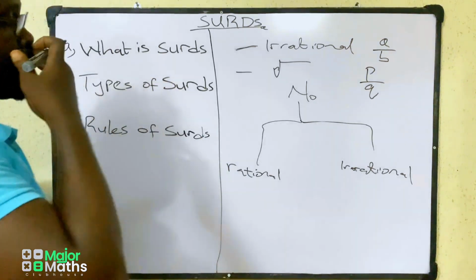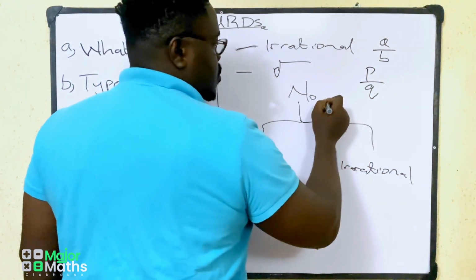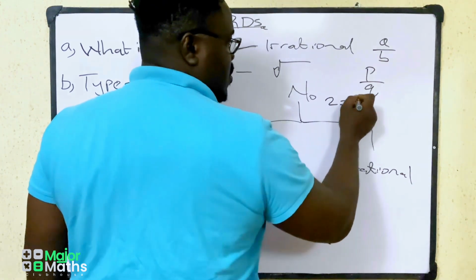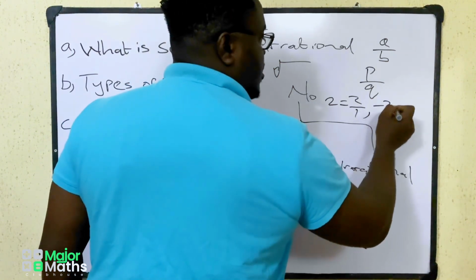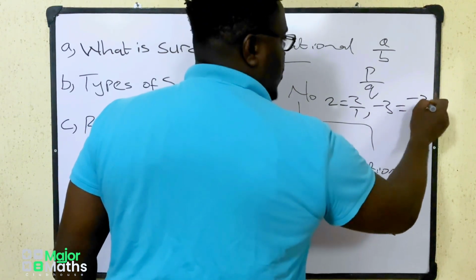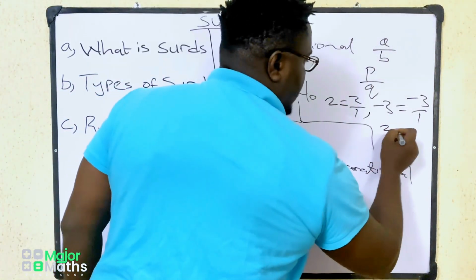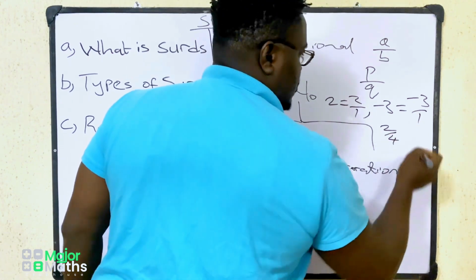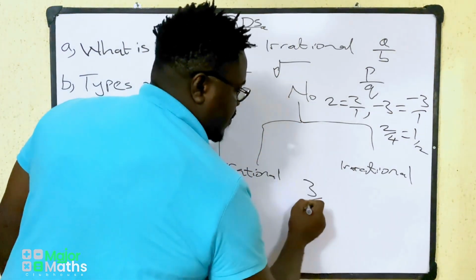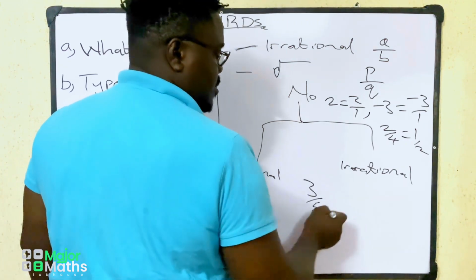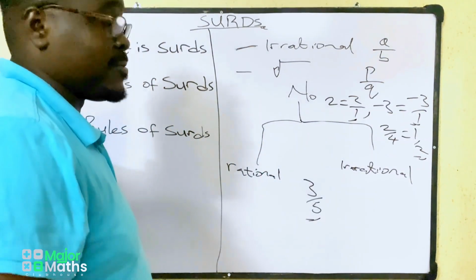Examples of rational numbers are numbers like 2, because it can be expressed as 2 over 1, or numbers like minus 3, because it can be expressed as minus 3 over 1, or even numbers like 2 over 4, which is 1 over 2, or 3 over 5. All these are rational numbers because they can be expressed as a fraction.